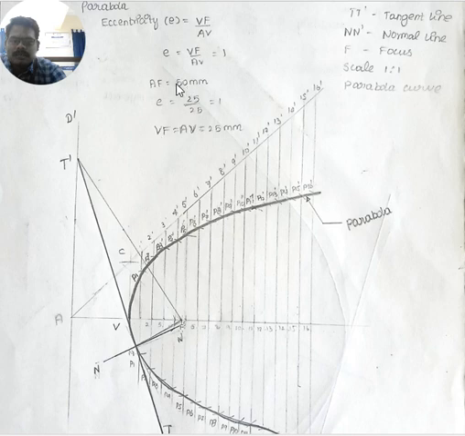Then the distance between focus and directrix is given as 50 mm. So from A, on the axis line, for about 50 mm distance, mark a point and name it as F, that is the focus point.